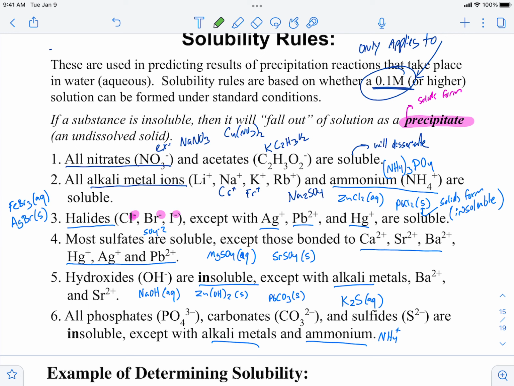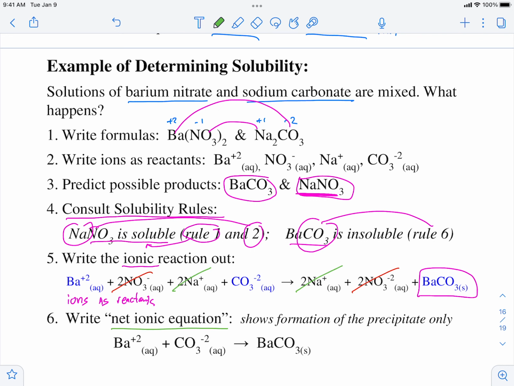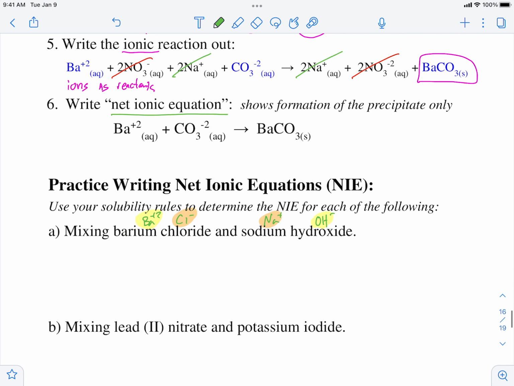I'd say Rule 5. Rule 5 says hydroxides are all insoluble except with barium, which means it's no longer insoluble, which means it's soluble. So that means Ba(OH)2 will be aqueous. I'm going to pause right there and make sure that makes sense. Is everybody following what just happened? We looked up the rule for hydroxide. Hydroxides are all insoluble except for a select few, except for alkali metals and barium and strontium. And barium is one of those examples. So therefore, this is not insoluble.